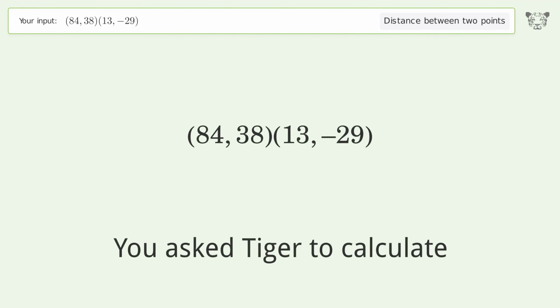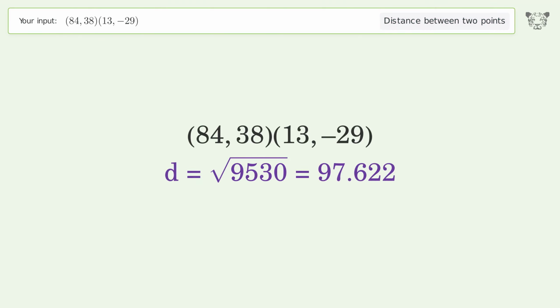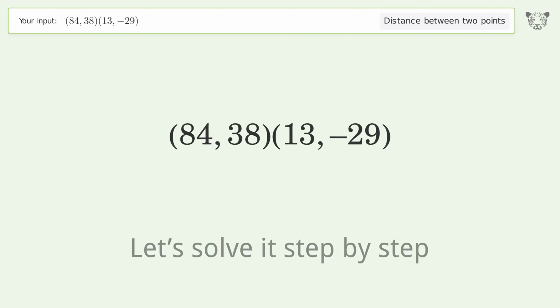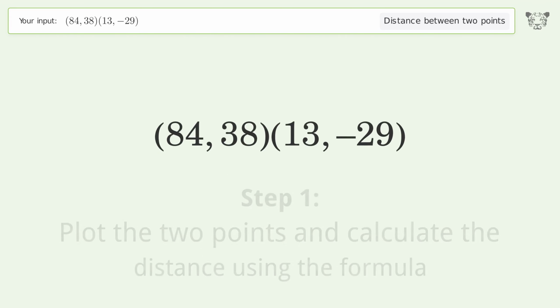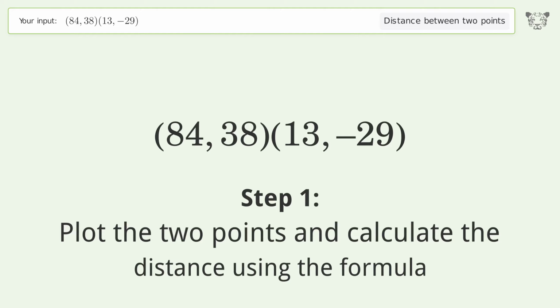You ask Tiger to calculate. This deals with the distance between 2 points. The distance between the 2 points is the square root of 9,530, or 97.622. Let's solve it step by step. Plot the 2 points and calculate the distance using the formula.